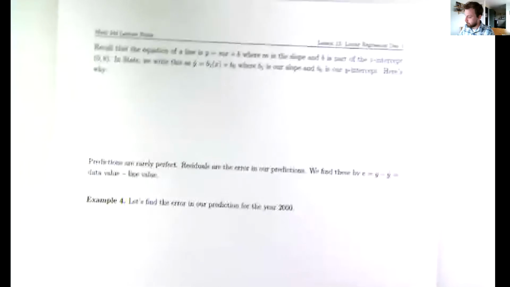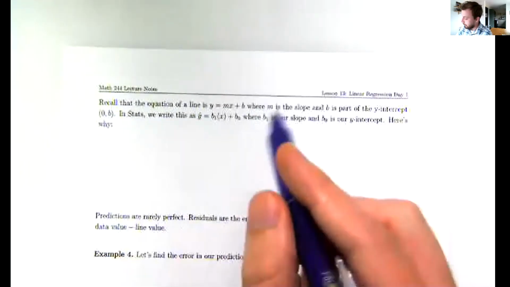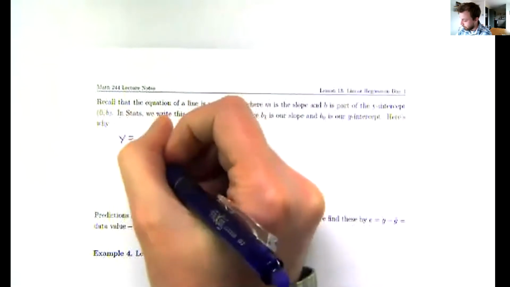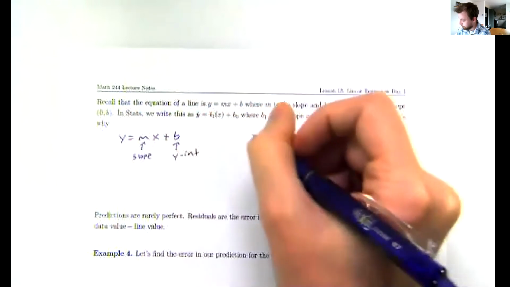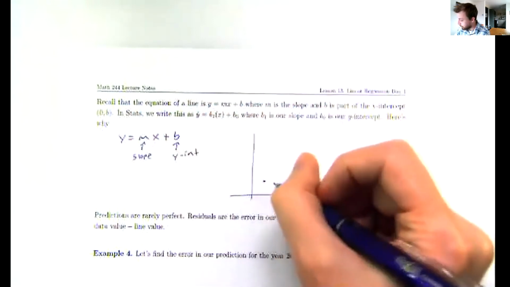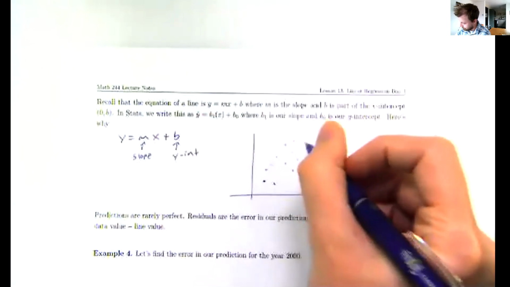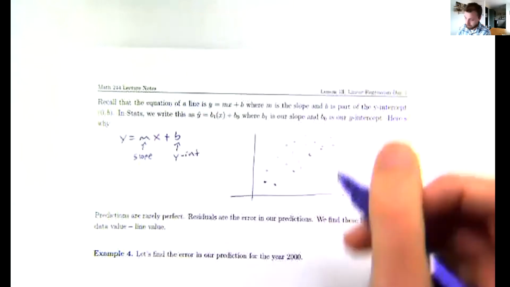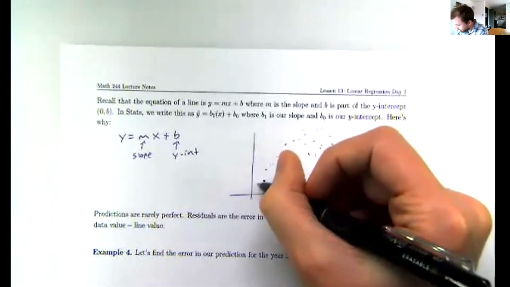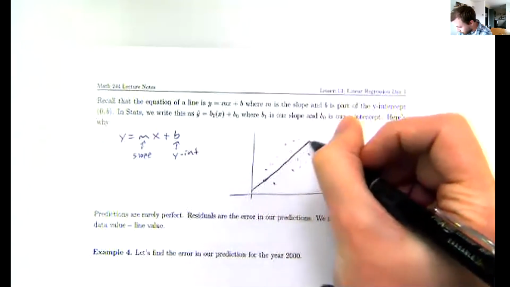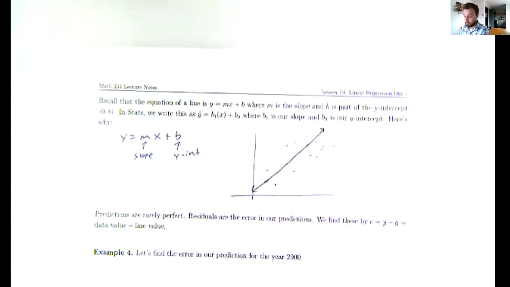So here's the idea of what's going on. In previous math courses, you may have seen something like y equals mx plus b. M is your slope. B is your y-intercept. So I have some cloud of points. And my goal is to come up with a line that goes through these points as best as possible.